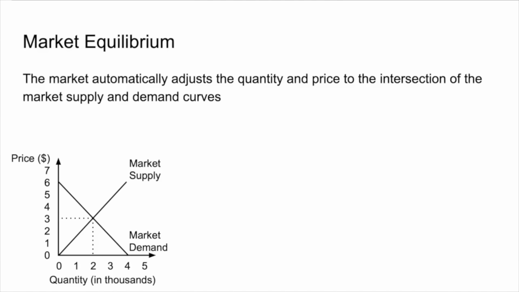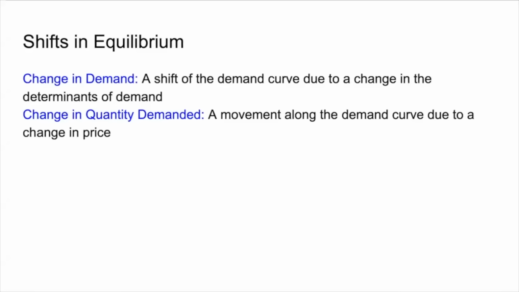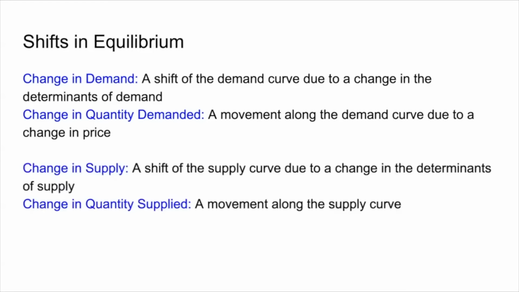We're going to see a lot more graphs in this video which include a supply and demand curve, and in each of those cases, the intersection of the supply and demand curves determines the equilibrium. The equilibrium can shift. A change in demand is a shift of the demand curve due to a change in one of the determinants of demand, while a change in quantity demanded is a movement along the demand curve due to a change in price. So the main distinction is that a change in demand is a shift of the curve, while a change in quantity demanded is a movement along the curve. And the same is true for supply.